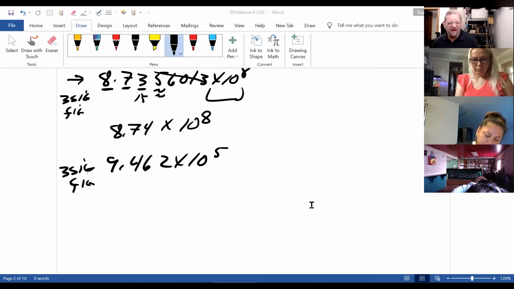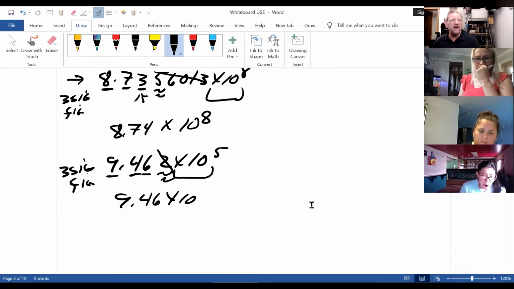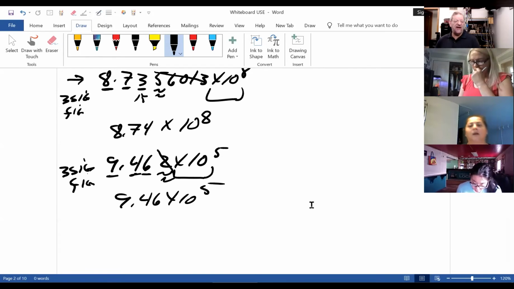All right, let's take a look at this. If I want 3 significant figures, this is my first one I keep, second one, third one. This is the one to round off. Is that 4 or less? The answer is yes. Therefore, I'm going to drop it. And the answer is 9.46. This part doesn't change, times 10 to the fifth. And that's how you do it.